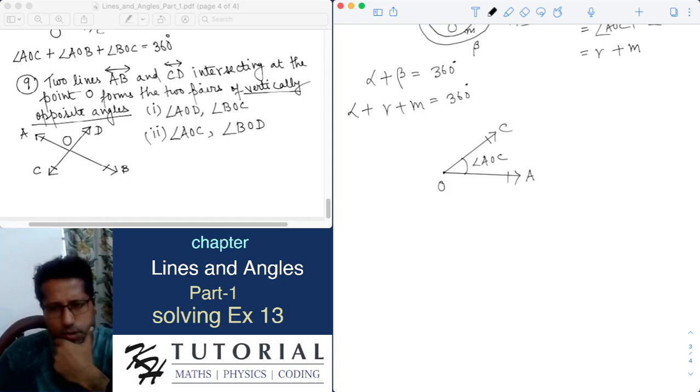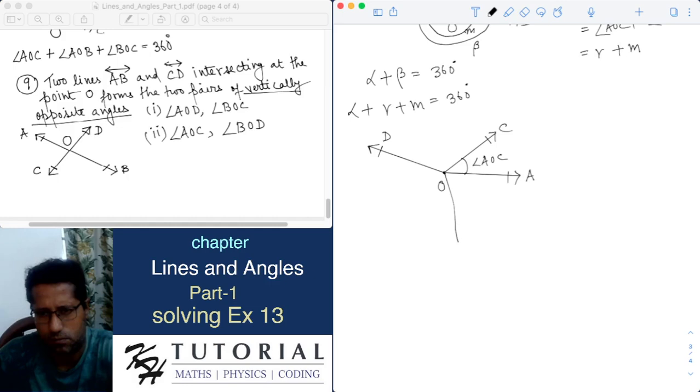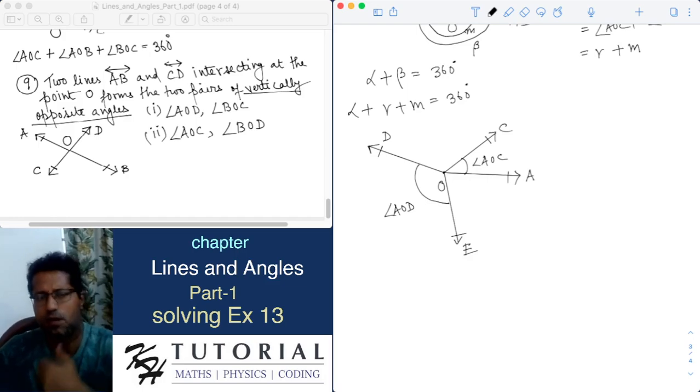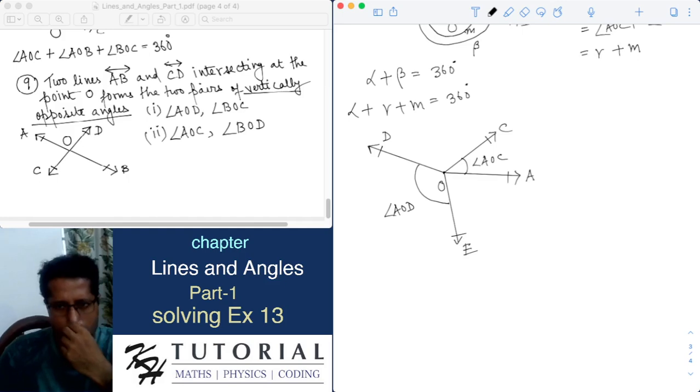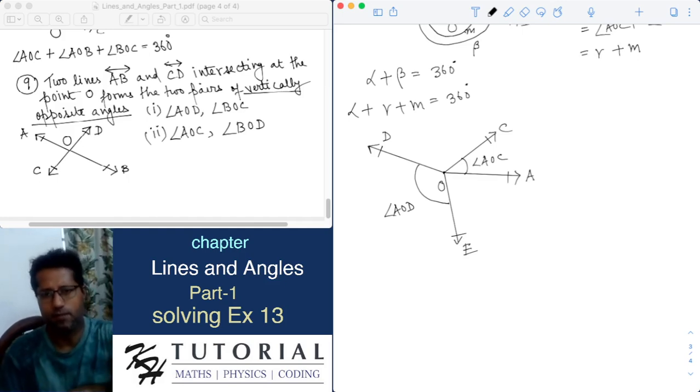Now I have, let's say, another angle created at the point O only. Let's say this will be D, and let's say I have another angle formed by the arms OD and OE. So I have two angles AOC and AOD. Now are these angles vertically opposite angles? No, they are not.